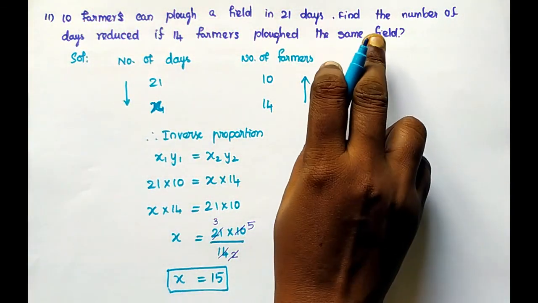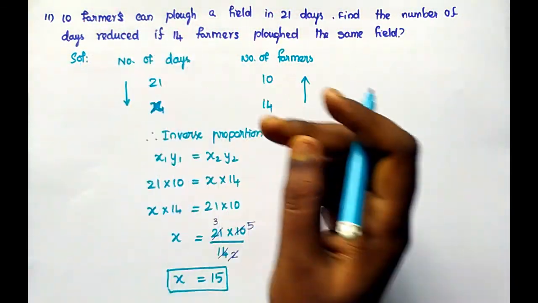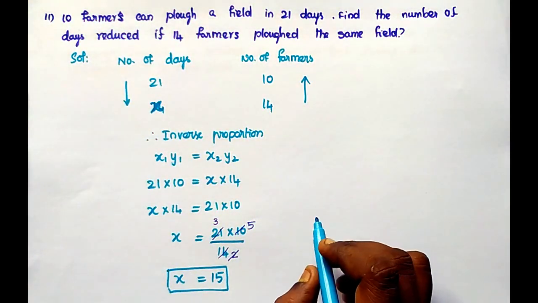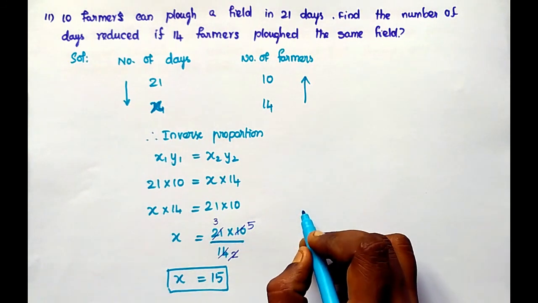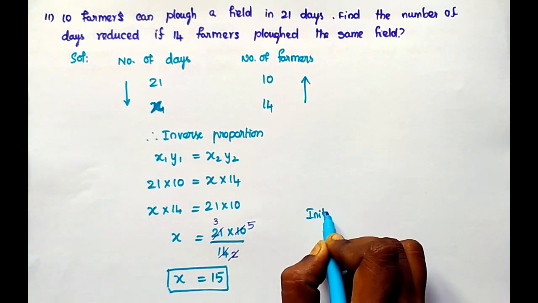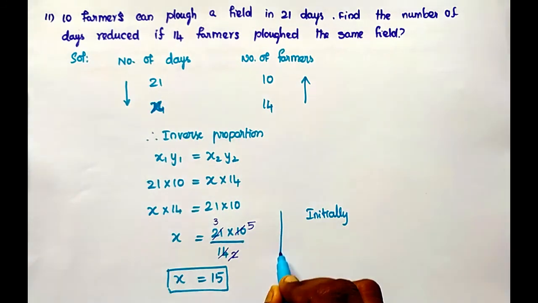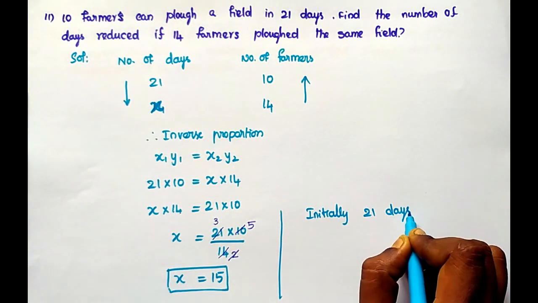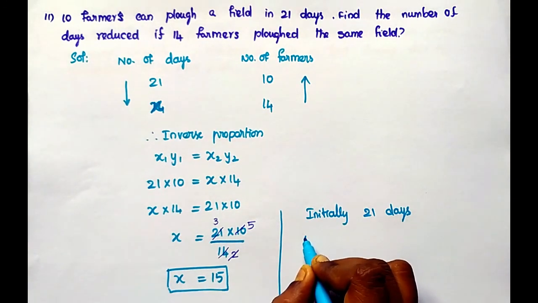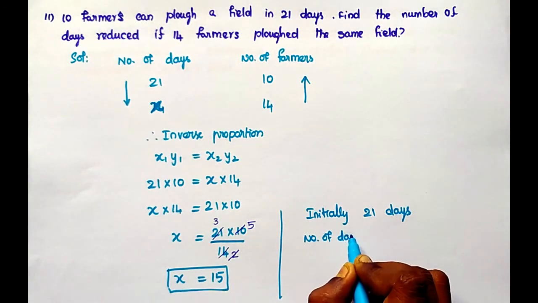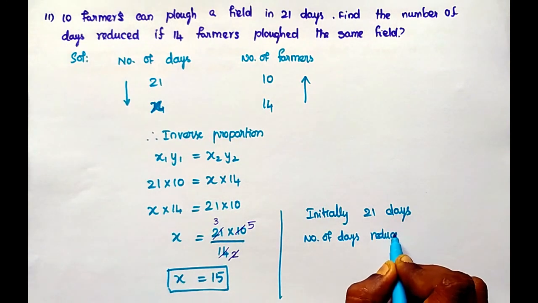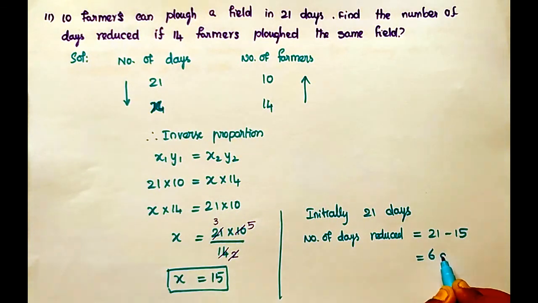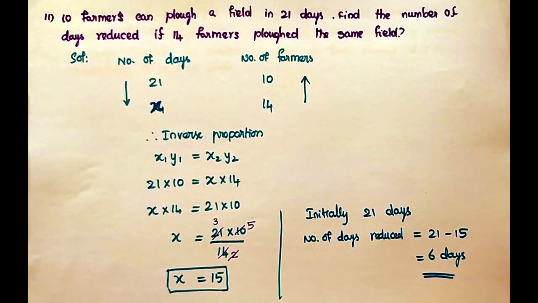Listen, they ask find the number of days reduced. So 15 days. How many days reduced? Initially 21 days. From that, number of days reduced means 21 minus 15, 6 days. That is the answer.